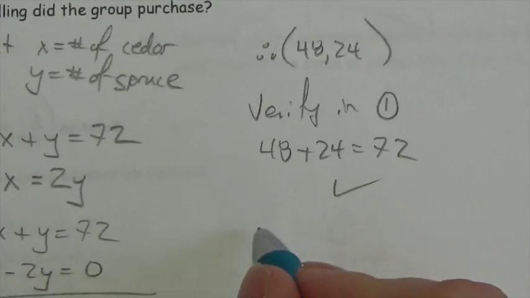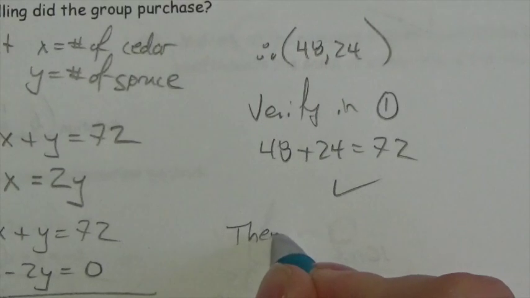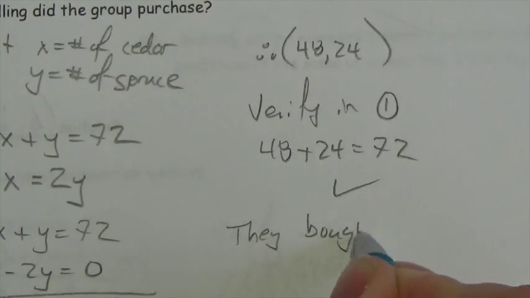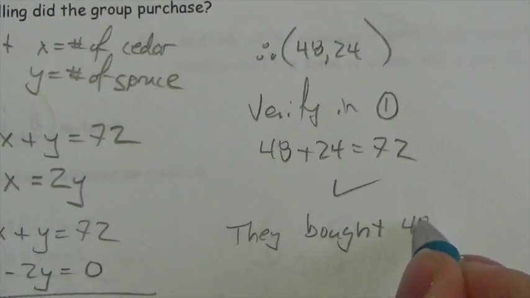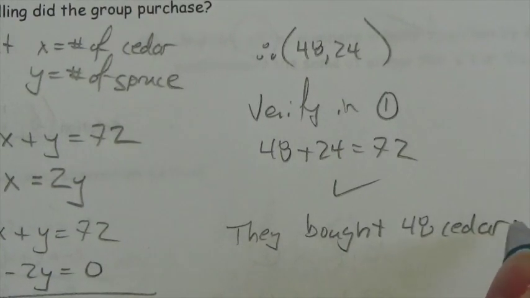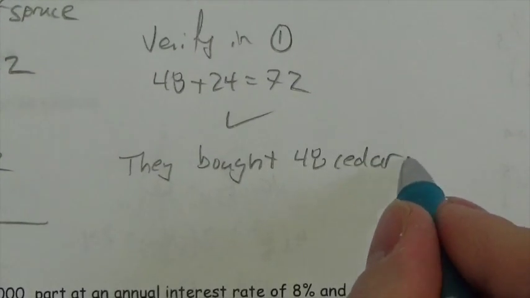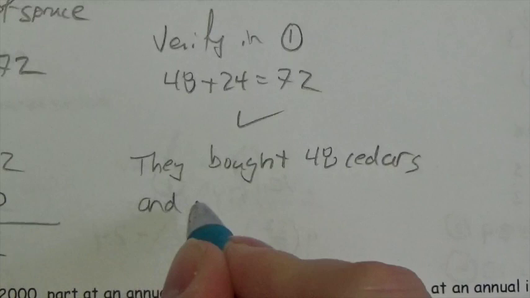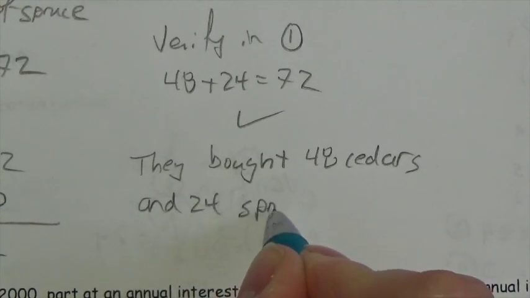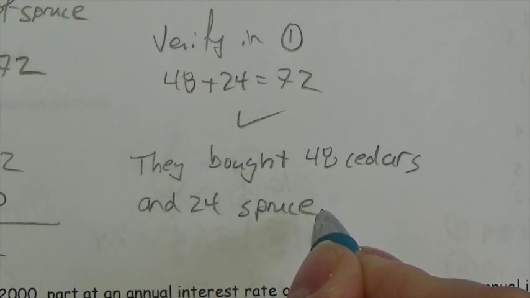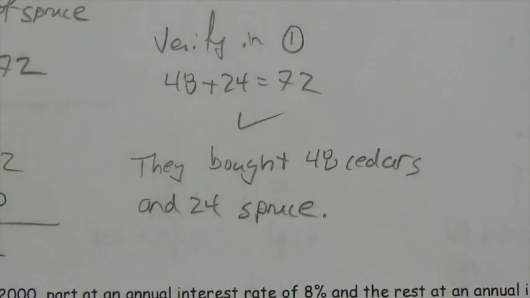And so therefore we can say they bought, what was x? X was 48. So 48 cedars and 24 spruce. Spruces? Spruce. I teach math, not English. You can figure that out.